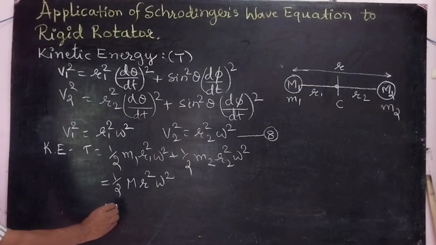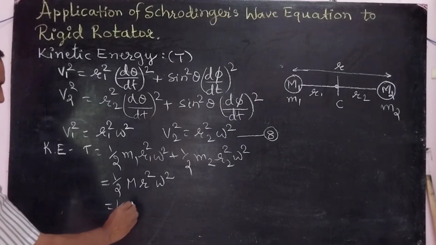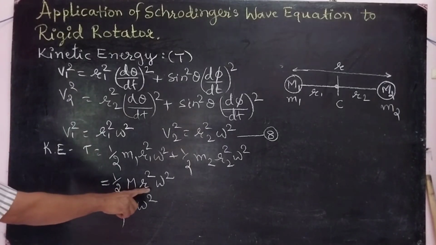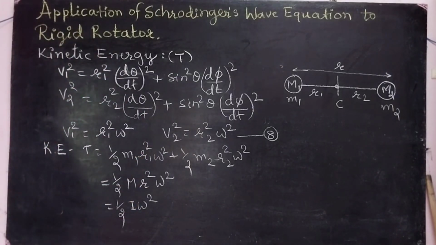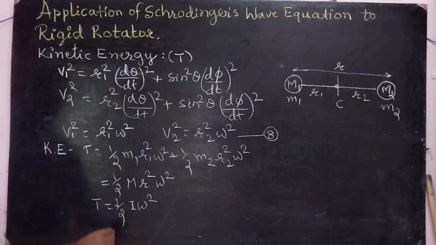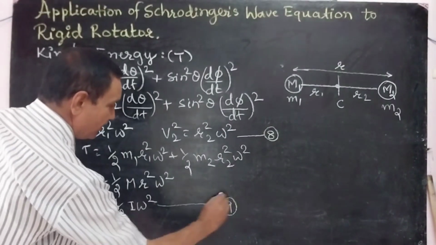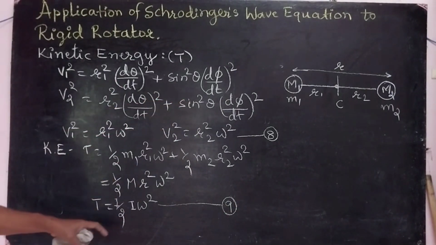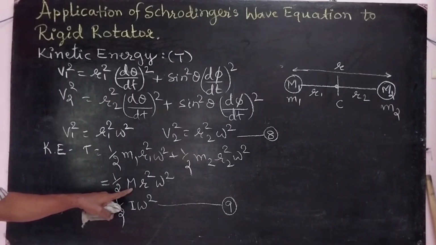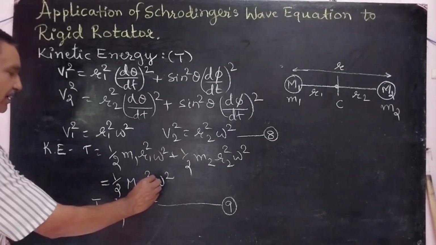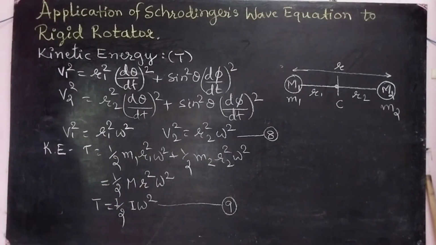It may be written as 1 by 2 the moment of inertia I and omega square, where mu r square is equal to the moment of inertia as we have already derived. Therefore, T equal to 1 by 2 I omega square. This is the equation for the kinetic energy in the case of a rigid rotator, where mu is the reduced mass, r is the total distance between them, and omega is the angular velocity.